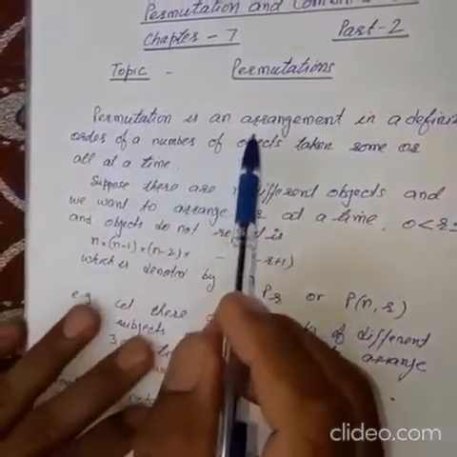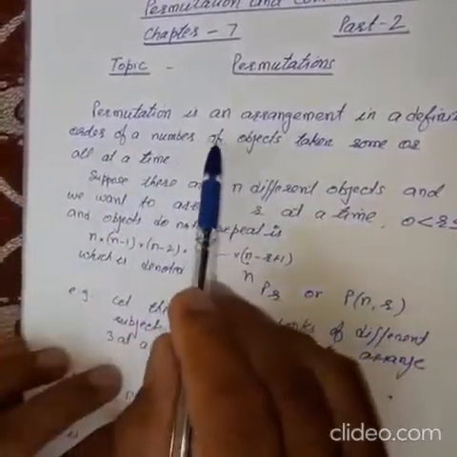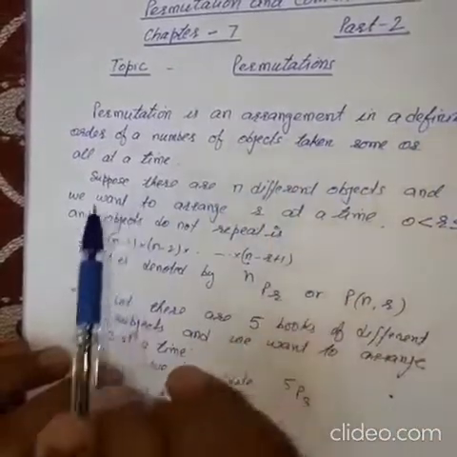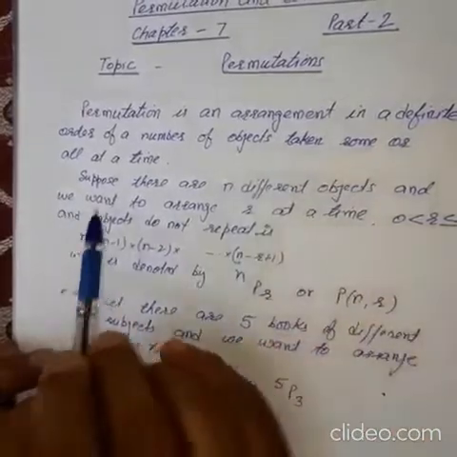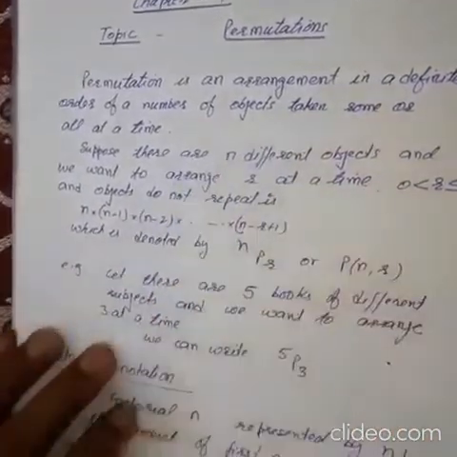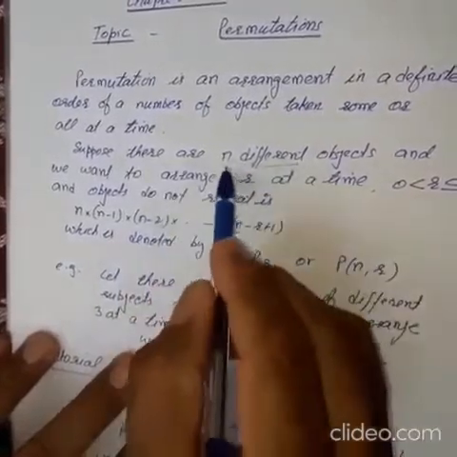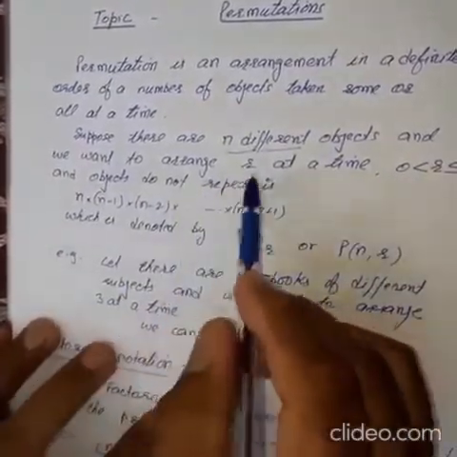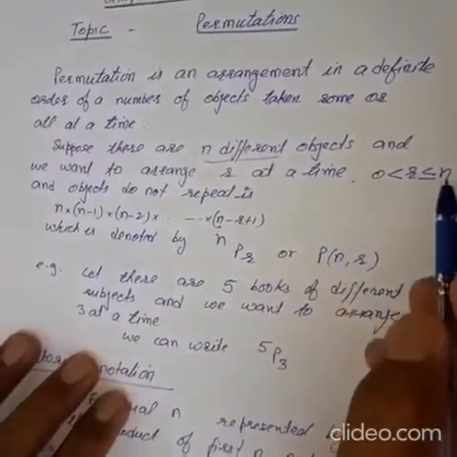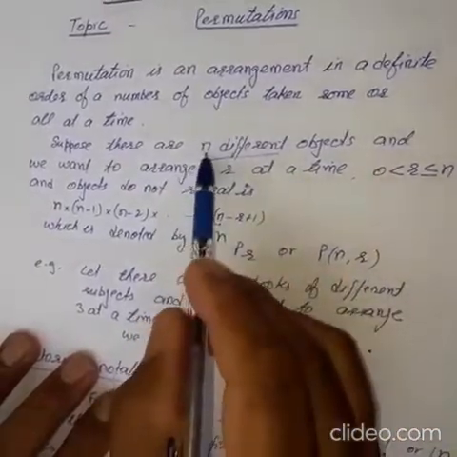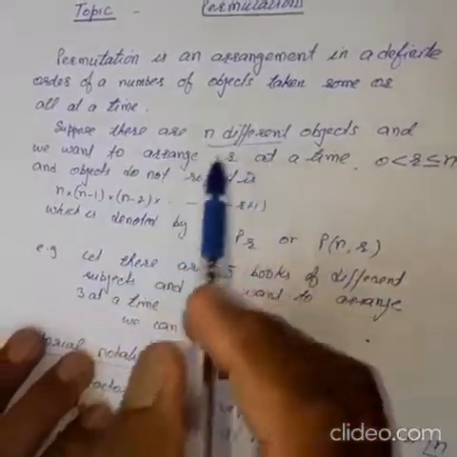Permutations means arrangement. We can define permutation as an arrangement in a definite order of a number of objects taken some or all at a time. Suppose there are n different objects and we want to arrange r at a time. The value of r can be greater than 0 but less than or equal to n, where n is a natural number, because we have n different objects.